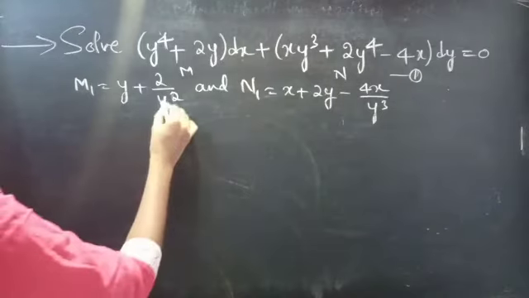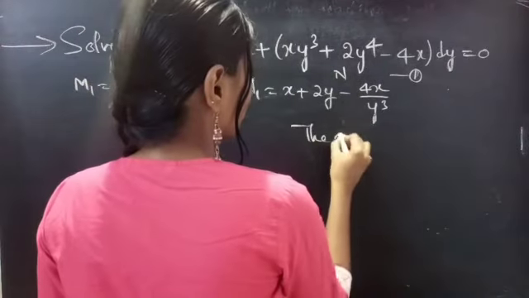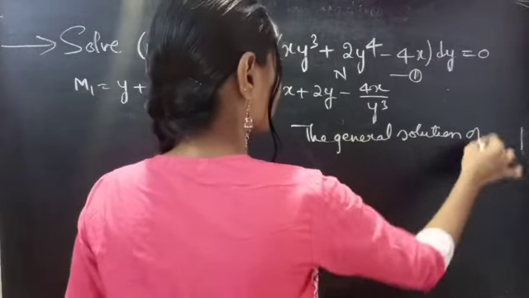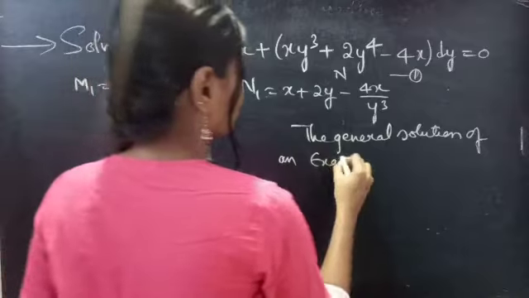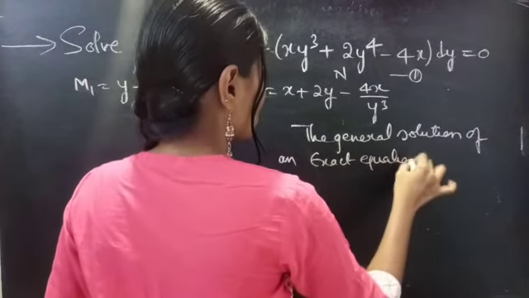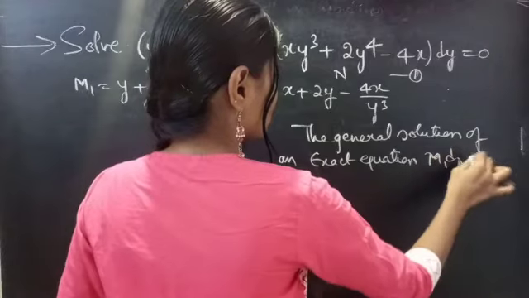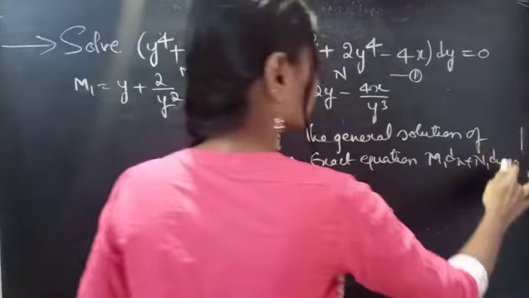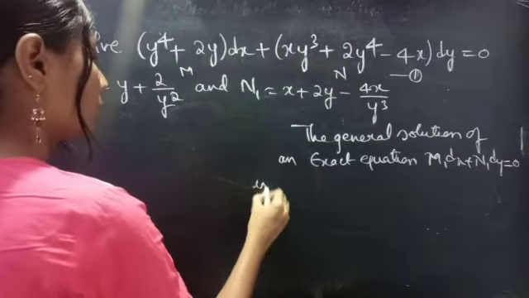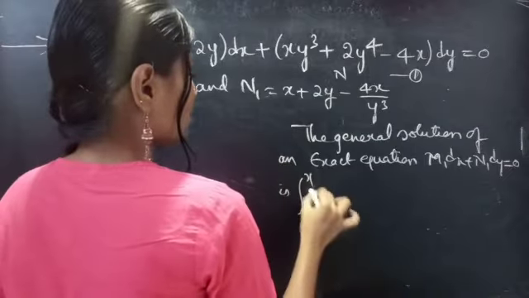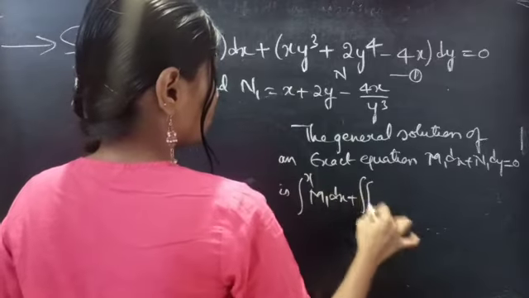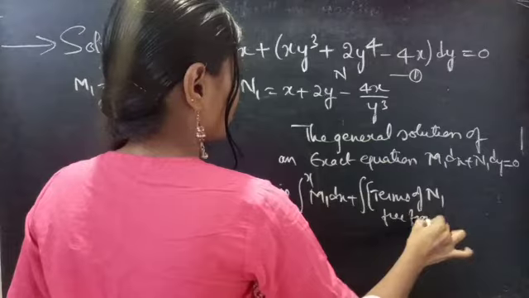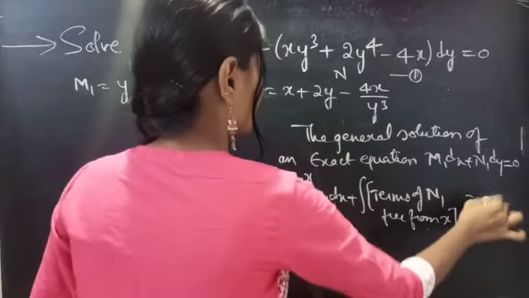We know that the general solution of an exact equation which is in the form M1 dx + N1 dy = 0 is given by the integral over x of M1 dx plus the integral of the terms of N1 free from x into dy equals c.